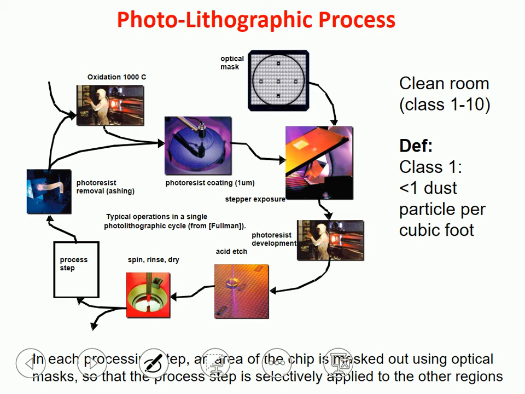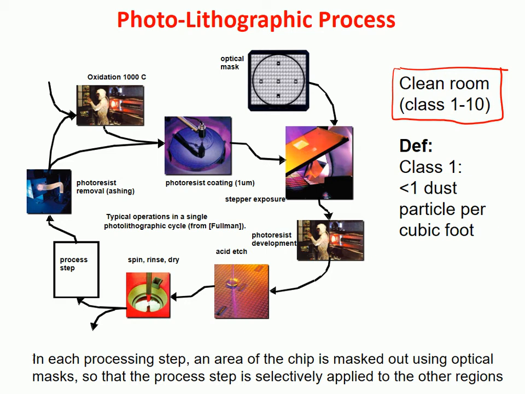All this process is realized in a so-called clean room of class from 1 to 10. Class 1 means that we have in the clean room less than one dust particle per cubic foot. So these clean rooms are very special environments. One needs to wear special clothing, and the way in which class 1 is realized is by taking care that no dust enters the room. So people have to change clothes completely when they enter, and then there is a pressure inside the room which is higher than the outside pressure in order to push possible dust outside and not let dust in.